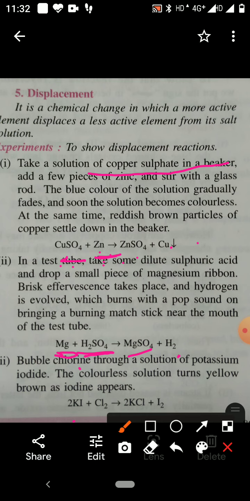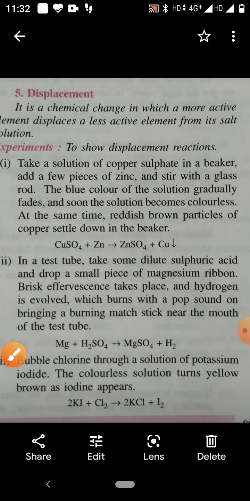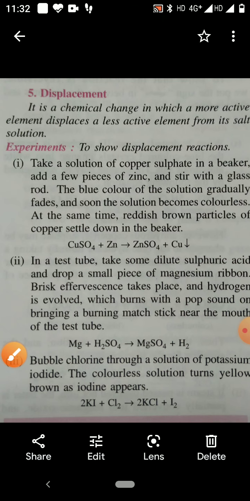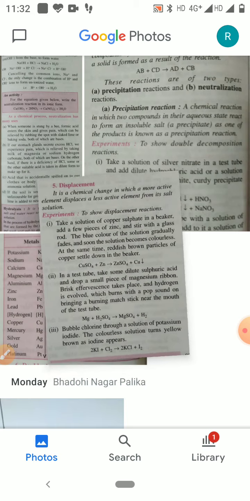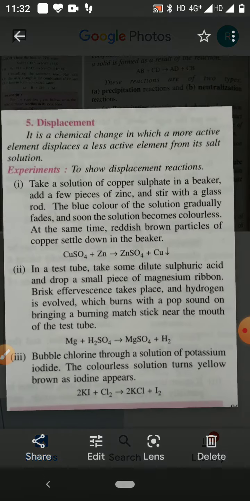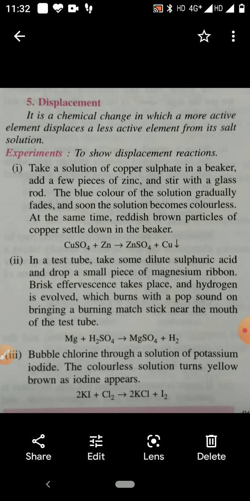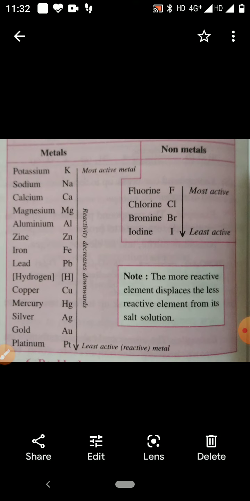So children, I told you many examples here. I think you understood from these examples that the more reactive element will displace the less reactive one. But here we have to know which element or which radical is more reactive. For that we study the electrochemical series.